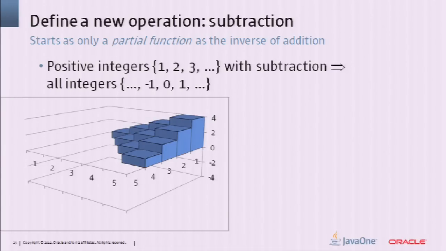But of course, if you subtract 4 from 2, then you're kind of stuck. You only have a partial function. You have two inputs in the system, you have an operation you'd like to define, but there's no defined result. So what do you do in this case?